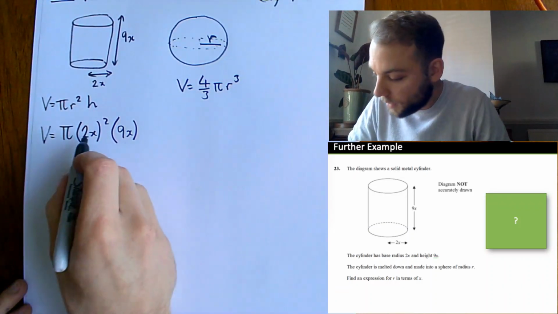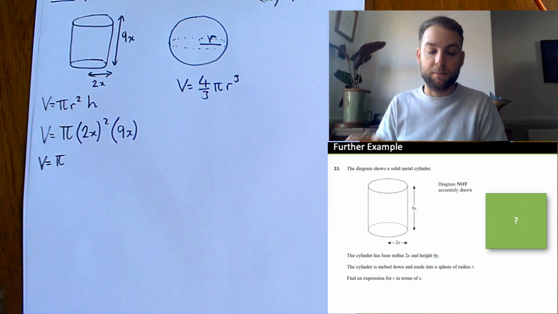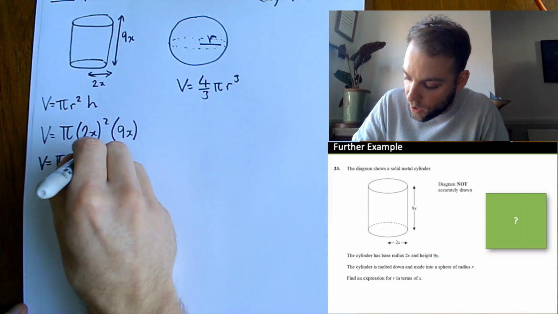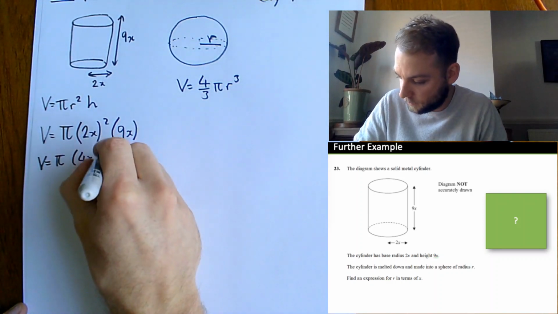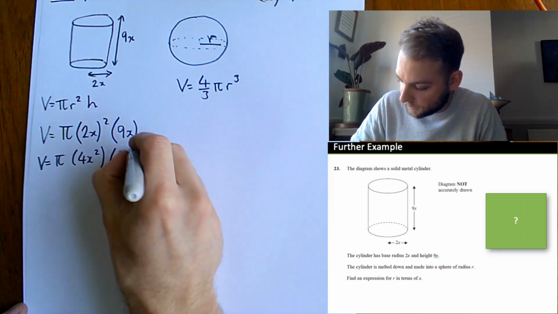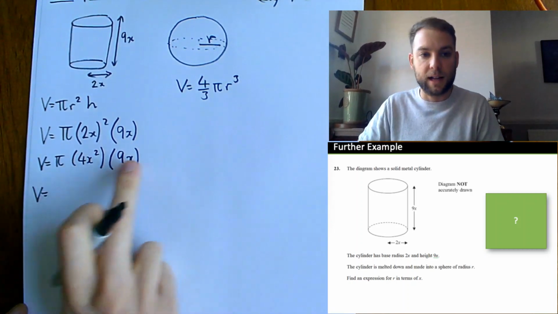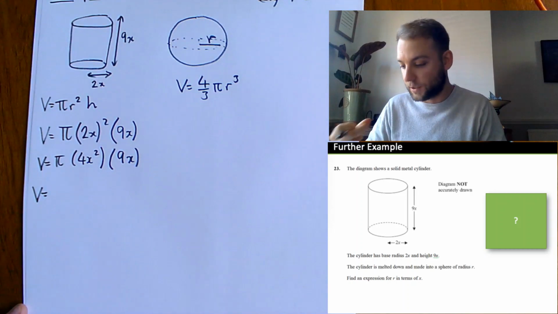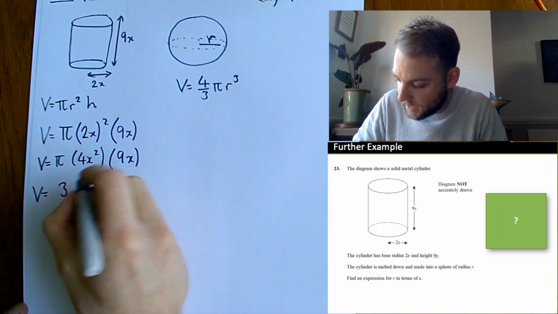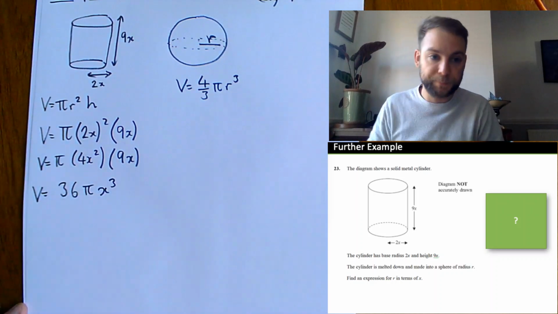So we have here this squared. So volume is equal to pi times by 2x squared means like 2x times by 2x. And 2x times by 2x is 4x squared. Like so. Times by 9x. Now I can times all of these. So volume is equal to 4x squared times by 9x. 4 times by 9 is 36. x times by x is x cubed. So I end up with 36 pi x cubed.